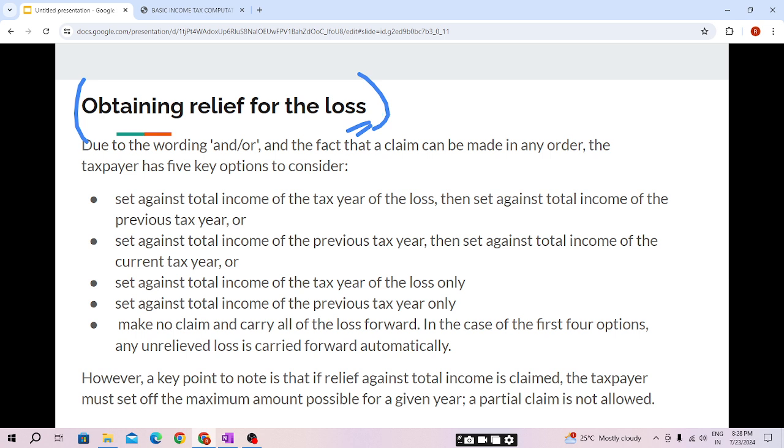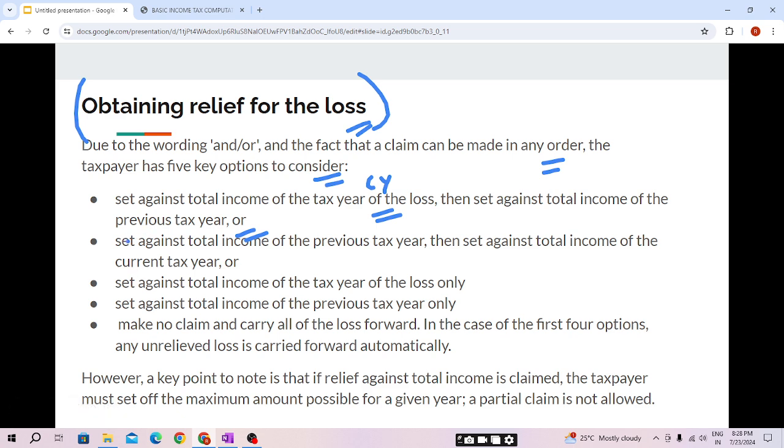Obtaining reliefs for the losses. Due to the wording 'and' or 'or' and the fact that a claim can be made in any order, the taxpayer has 5 key options to consider. Set against total income of the tax year of loss, that is the current year, and then set against total income of the previous tax year. First set off the current year, then move to the previous year.